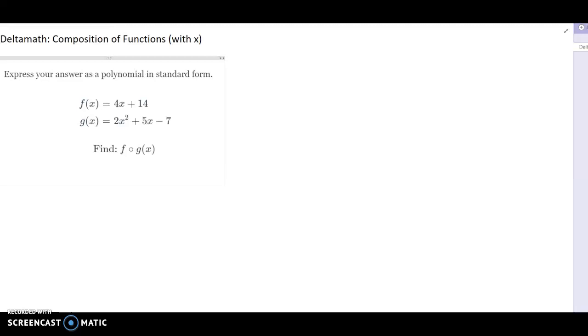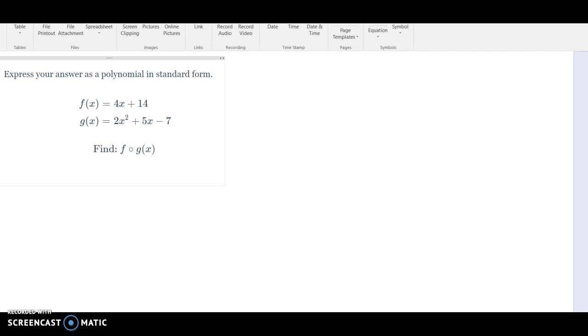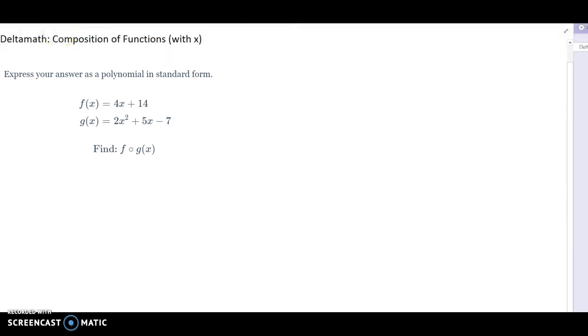Hello guys, this video is going to be on Deltamath, compositions of functions with x. So again, composition is when we write two functions together. In this case, we have f of x equals 4x plus 14 and g of x equals 2x squared plus 5x minus 7. And it is asking us to find f composed of g of x.